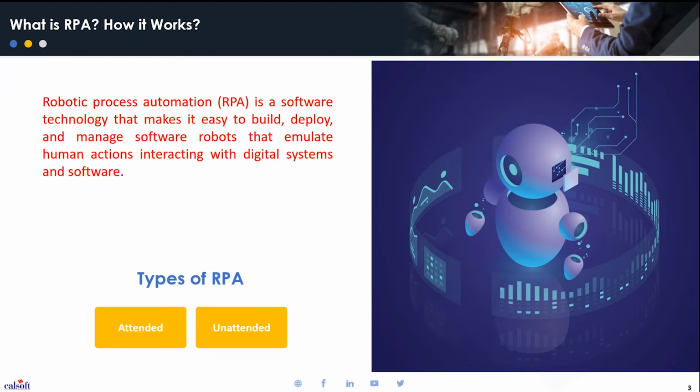Contrary to the attended automation, unattended automation is just the reverse of attended robots. Unattended robots do not require any human interventions to be triggered. These run in the background and are generally scheduled to get started to perform the specific task at specific day or time. These are good for tasks that follow the exact same steps each time they are to be performed.